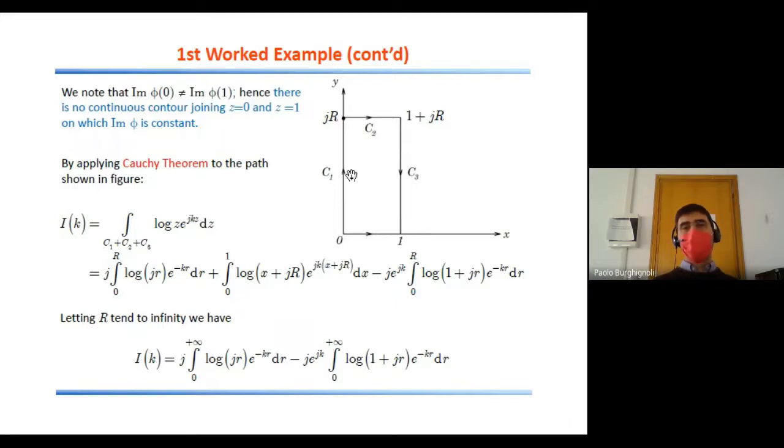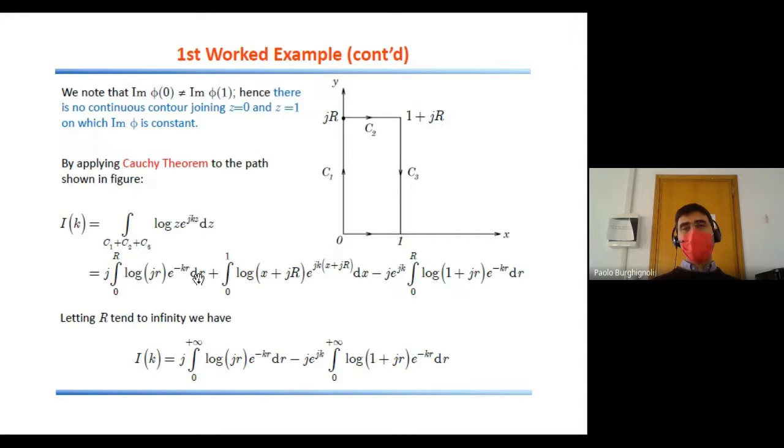Now, since our integrand is analytic inside this rectangle, Cauchy theorem allows us to say that the original integral, evaluated from 0 to 1 along the real axis, must be equal to the integral evaluated in the path formed by C1, C2, and C3. So those are equivalent. And let us split the contributions of those 3 edges of the rectangle.